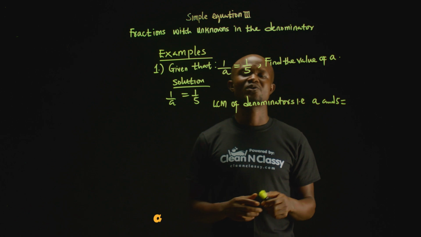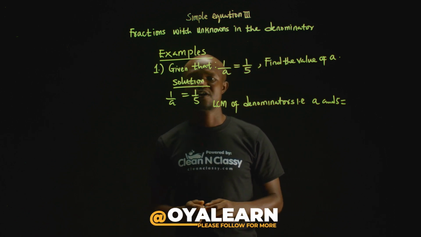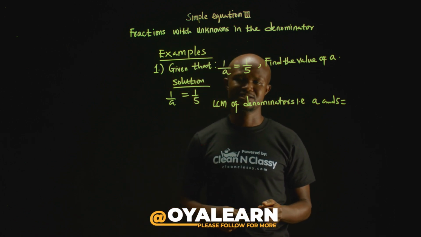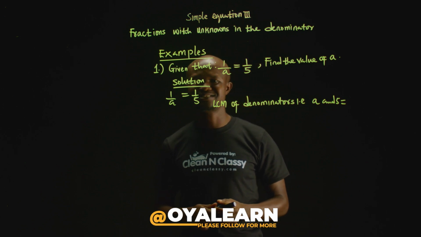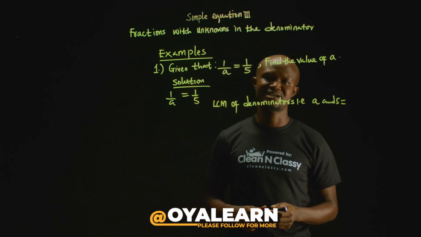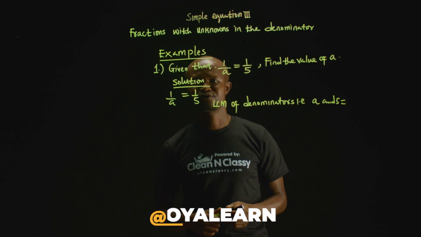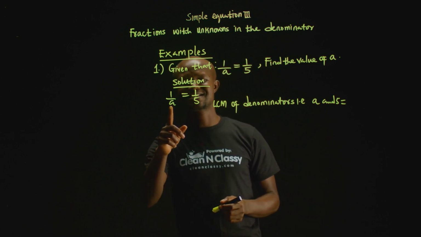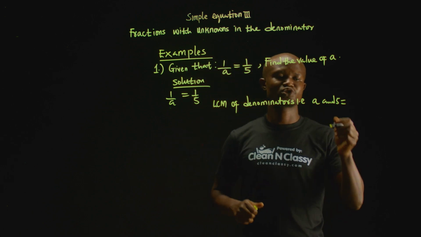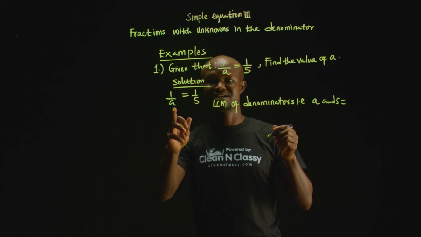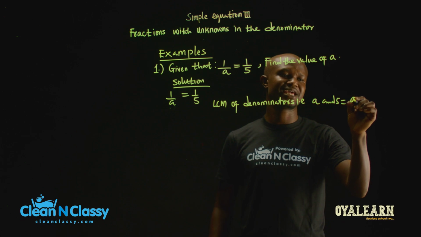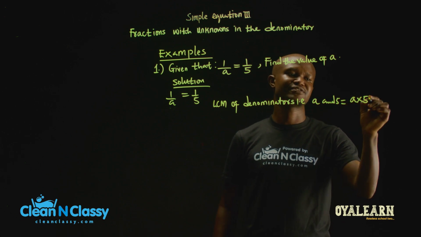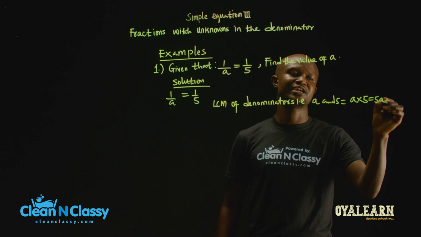It is 1. Once the highest common factor of two numbers is 1, then the LCM is the product of the two numbers. Now we have a letter and we also have a number, and we don't know the value of a yet. So the LCM is going to be a times 5, and that is 5a.